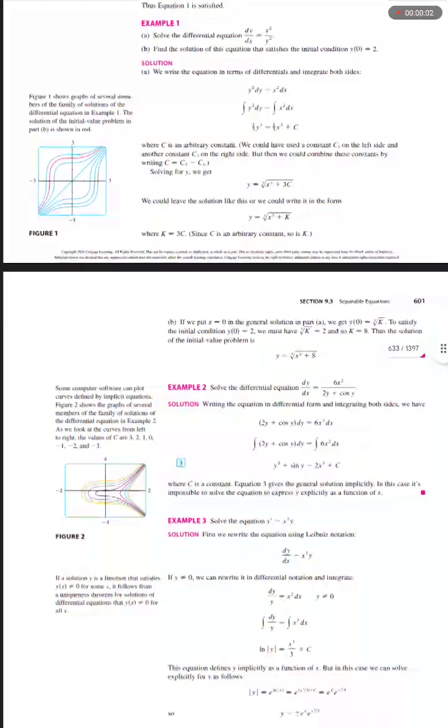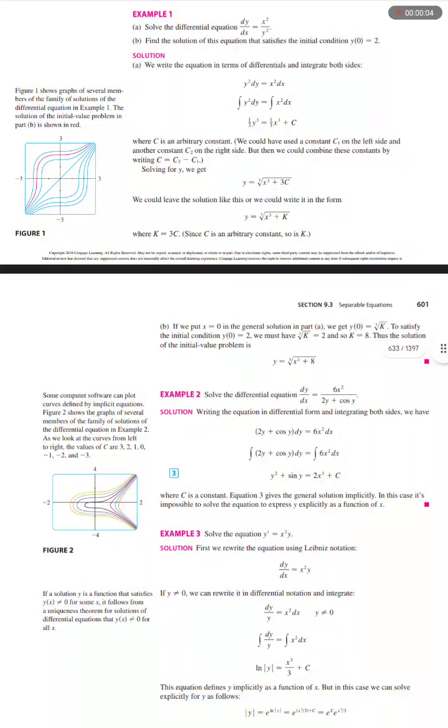Example 1, part A, solve the differential equation. The derivative of y with respect to x is equal to x squared over y squared. Part B, find the solution of this equation that satisfies the initial condition y of 0 equals 2.